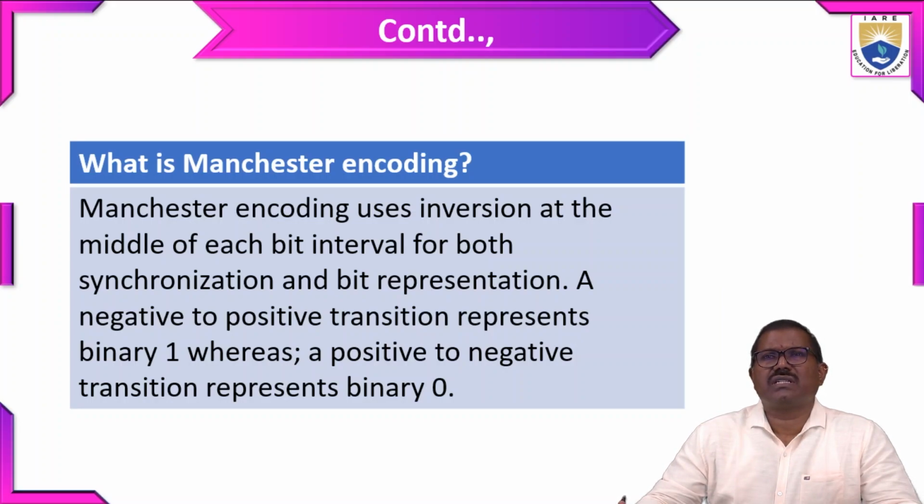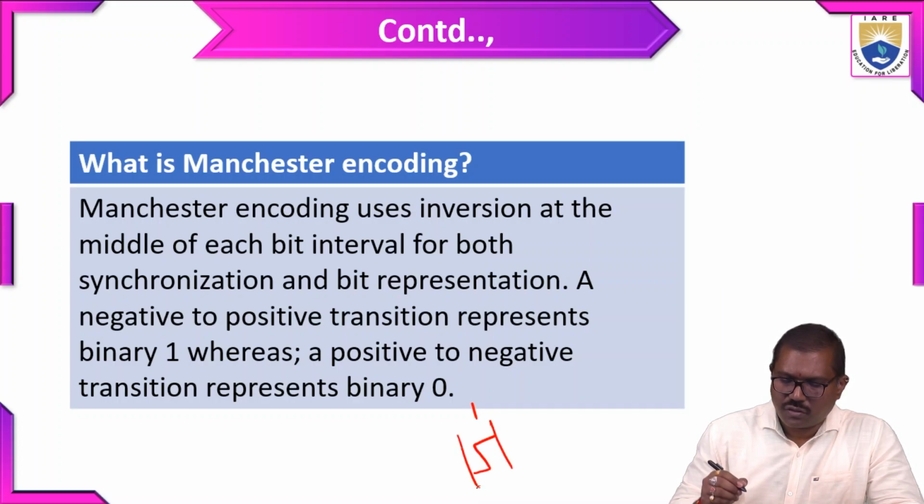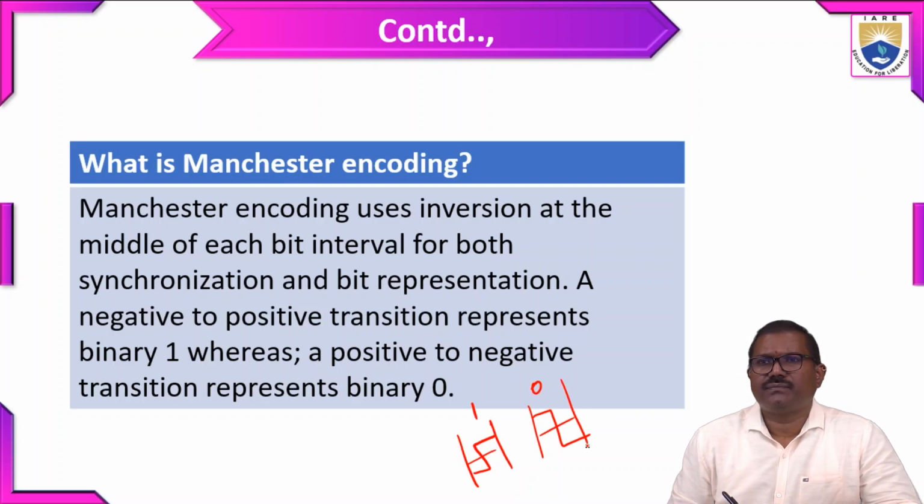What is Manchester encoding? Manchester encoding uses inversion at the middle of each bit interval for both synchronization and bit representation. A negative to positive transition represents binary 1, whereas a positive to negative transition represents binary 0. So for symbol 1, this is a negative to positive transition, like this. For 0, like this.